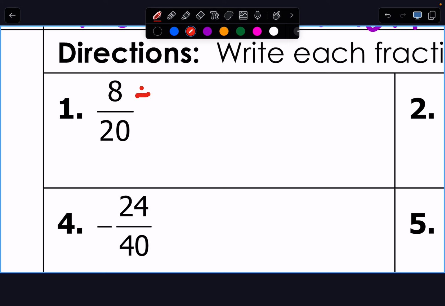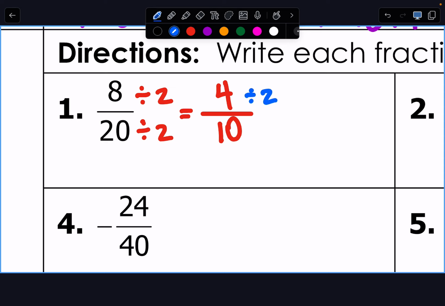What happens when we divide 8 by 2? We get 4, right? Matthew, what happens when we take 20 divided by 2? 10. 4 over 10. Is that simple? Yes, ma'am. 4 over 10? Do they have any common factors? 4 and 10 are both what kind of numbers? They're even. If two numbers are even, then they're both divisible by 2. So we're going to divide by 2 again.